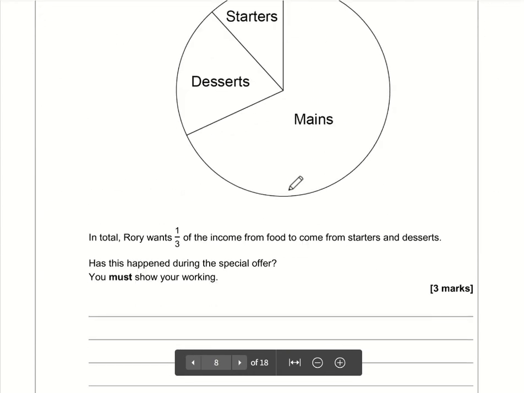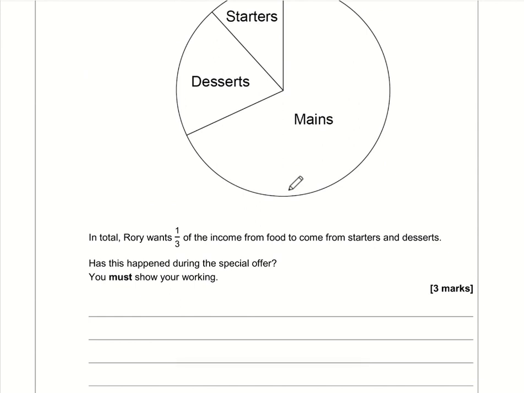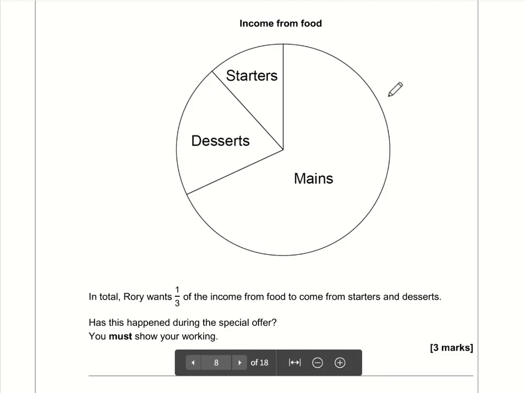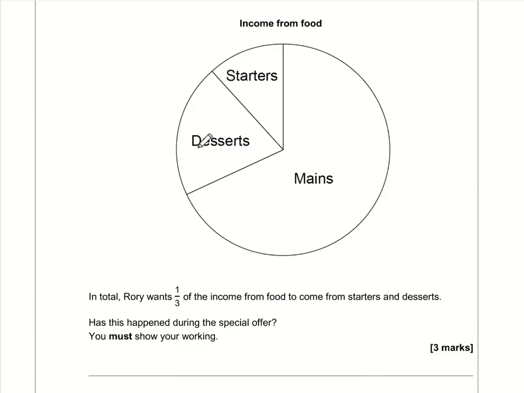so in total Rory wants a third of the income from food to come from starters and desserts. Has this happened during the special offer? So what we need to do is work out, is this 1/3? Well, it looks like it could be a third. I mean, it's vaguely believable. What we need to do is we need to get our protractor and measure this angle here.